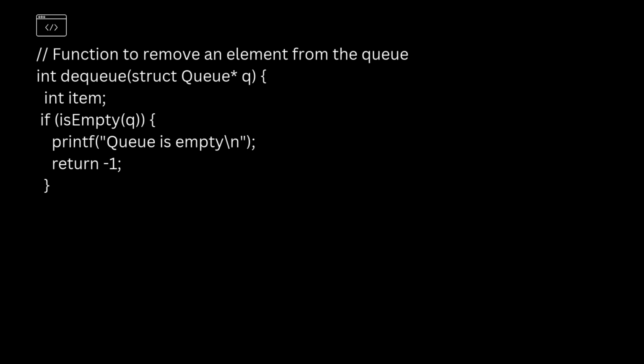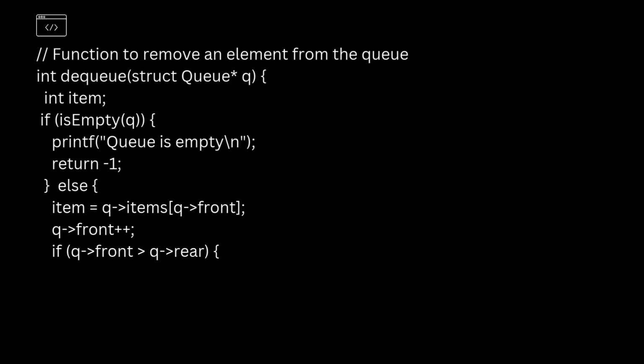Now let's perform dequeue operation. The function dequeue removes and returns an element from the queue. If the queue is empty, it prints a message and returns -1. Otherwise, it stores the item at the front position in item, increments the front pointer and checks if the queue has become empty, that is front is greater than rear, in which case it resets both pointers front and rear to -1. The dequeued item is returned.